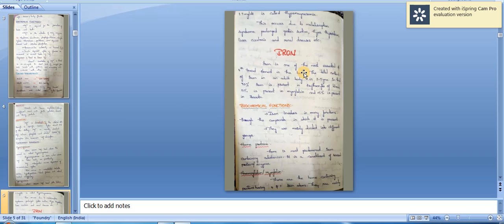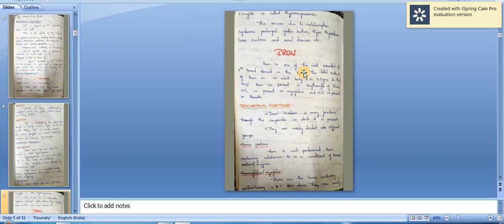Next, hemoglobin and myoglobin. These are heme containing proteins having 4 and 1 iron atoms. They are mainly involved in oxygen and carbon dioxide transport and oxygen storage.